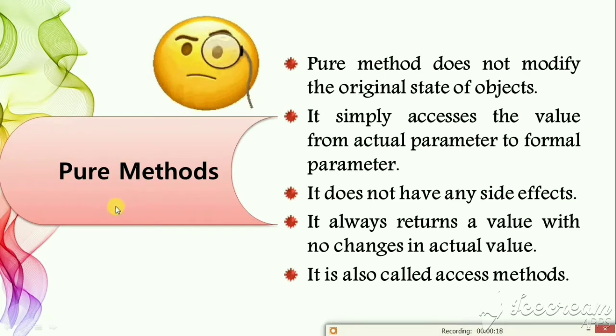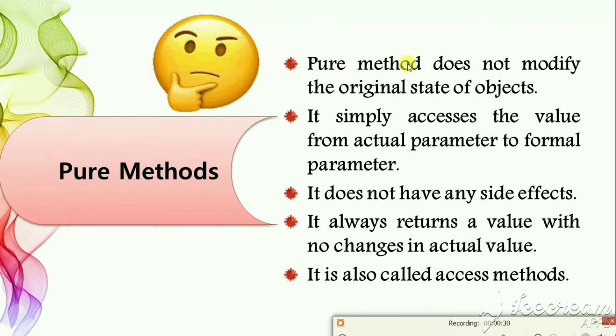First we will see what pure methods are. Pure methods do not modify the original state of objects. I read again: the pure method does not modify the original state of objects. The second one is it simply accesses the value from actual parameter to formal parameter. This is similar to call by value, which you already learnt. Call by value is used to access the values from actual parameter to formal parameter.